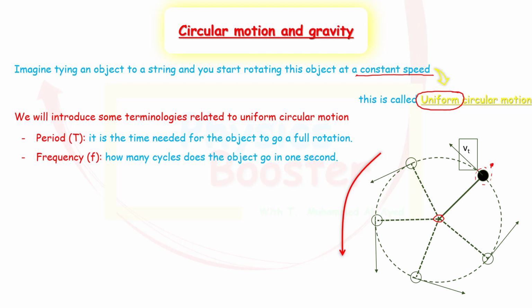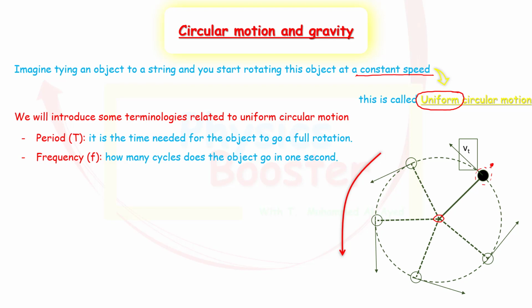Now frequency is very much related to period. Actually, they're just inverted from each other. If we want to introduce frequency, we can say that it is how many cycles the object goes in 1 second. So let's go back to our first example. We said that if this object takes 2 seconds to take one full rotation, this means that the period is 2. But if I change the question and ask you, what is the frequency of this object? In other words, how much does it go in 1 second?